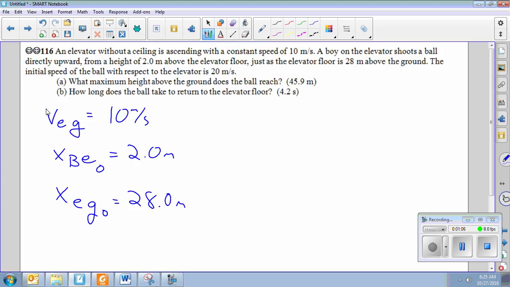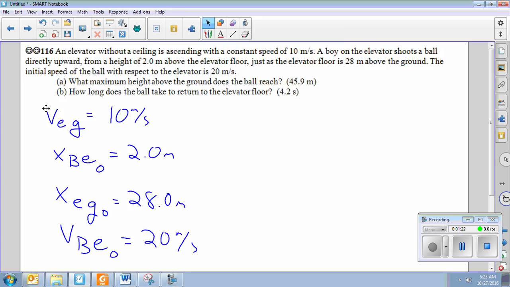Okay, cool. It says the initial speed of the ball with respect to the elevator is 20 meters a second. So the velocity of the ball with respect to the elevator initially is 20 meters per second. All right, there we go. So that is all of our given information.